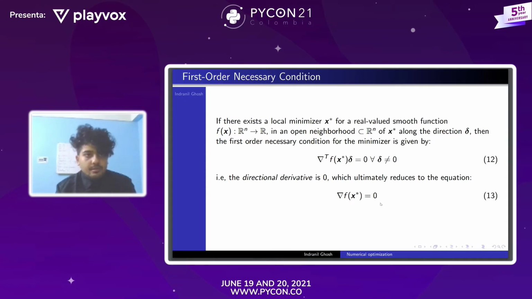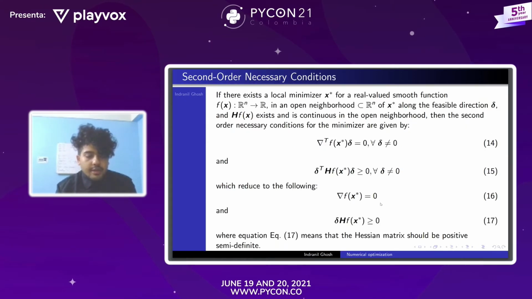And there are second order necessary conditions, which consist of the first order necessary condition, that is, nabla f of x star should be 0, and also that the product of the direction delta and the Hessian matrix of f at x star should be greater than or equal to 0. That is, the Hessian matrix should be positive semi-definite.